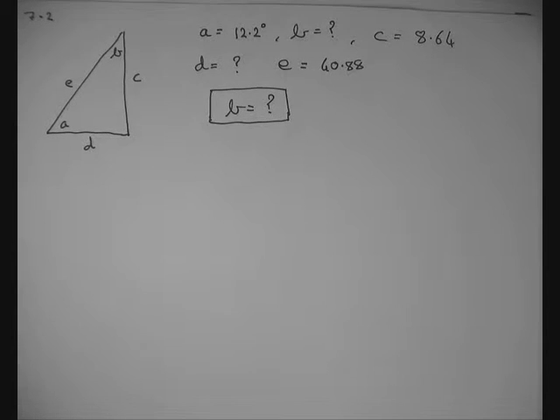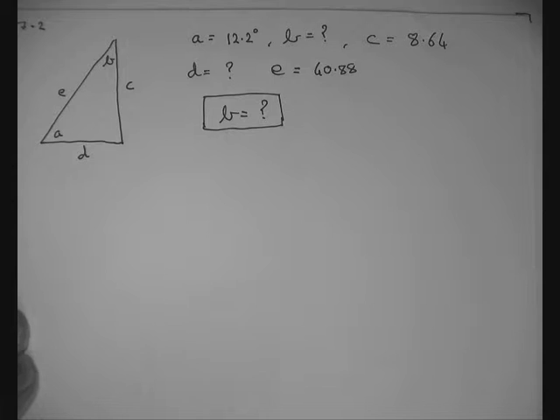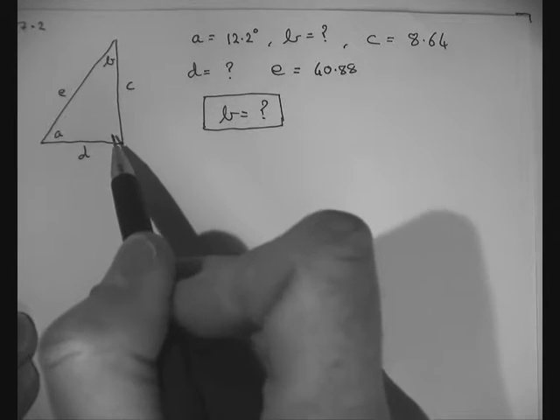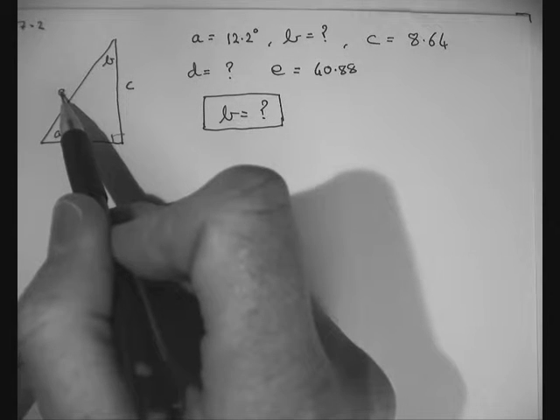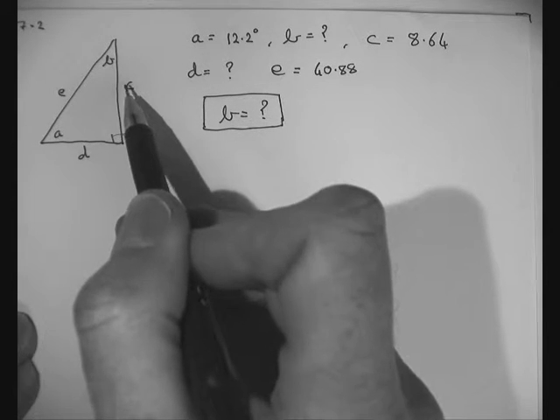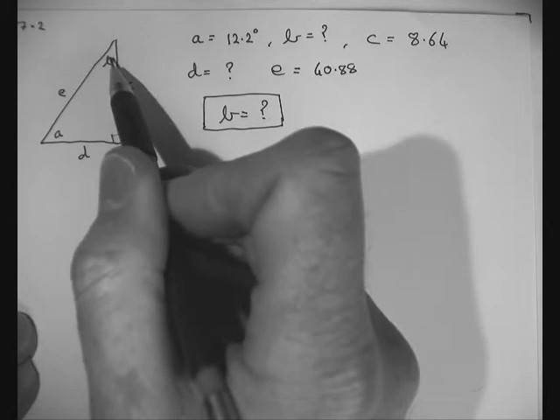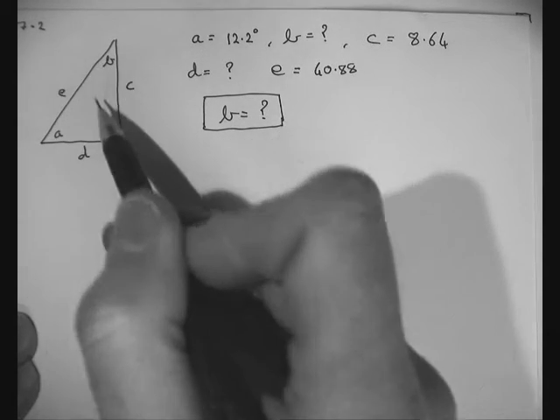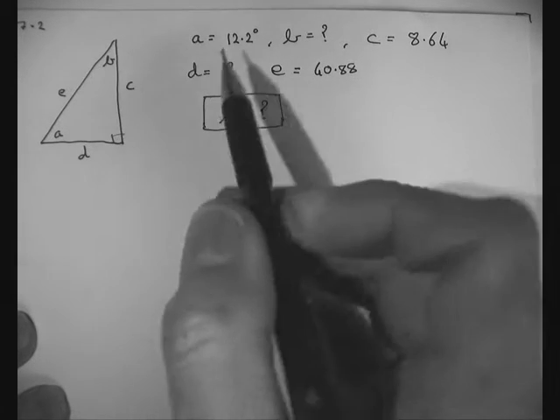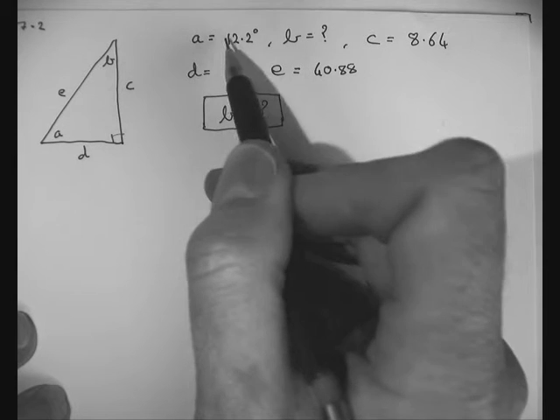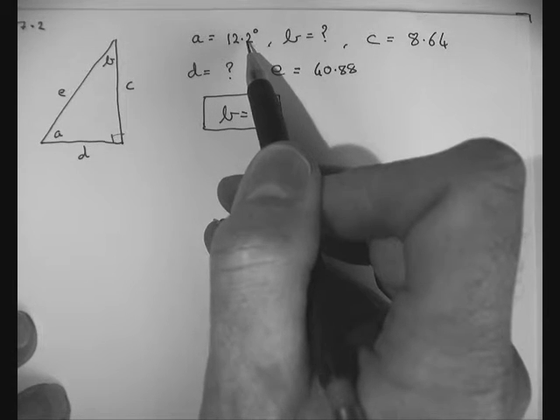This is the second video for Trig Problem 7. We have a right-angled triangle of hypotenuse E, other two sides C and D, and internal angles A and B. E is the hypotenuse, it's opposite the right angle. In the previous video we found the measure of the angle A is equal to 12.2 degrees.